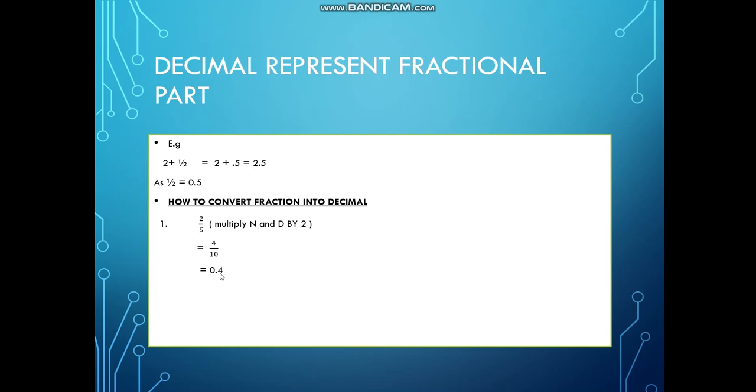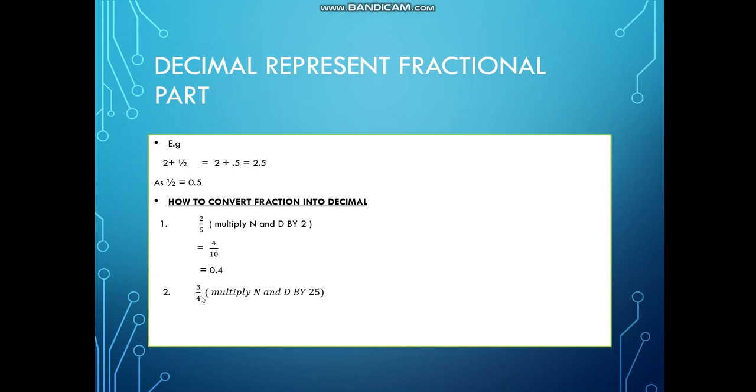And how does it come? 4 by 10. How many zeros are in the denominator? In 10, there is only one 0. One 0 means I need only one decimal place. For that, count from the back. I need only one digit. Count one digit from the back and put the point. So it would be 0.4 or you can write .4. Both are the same thing.